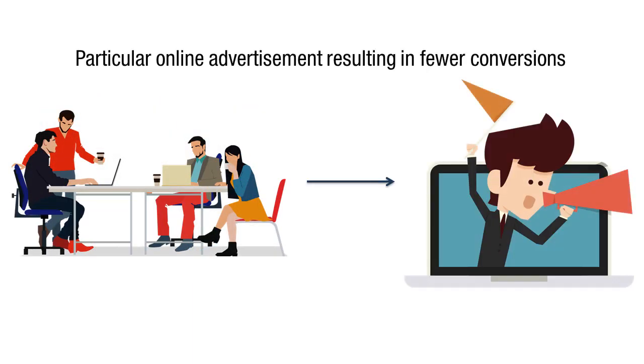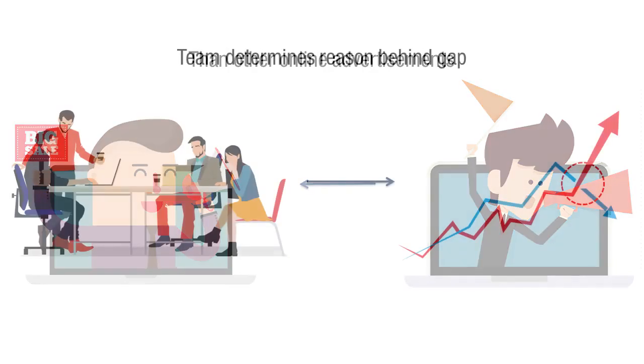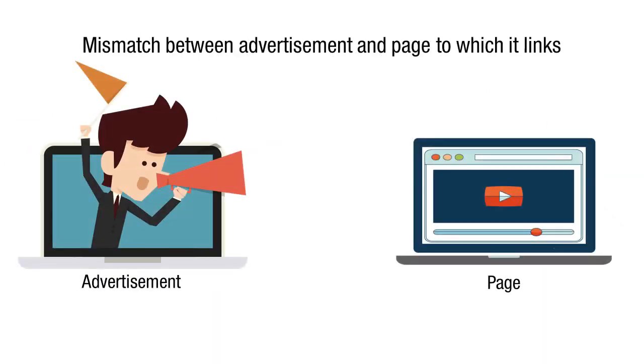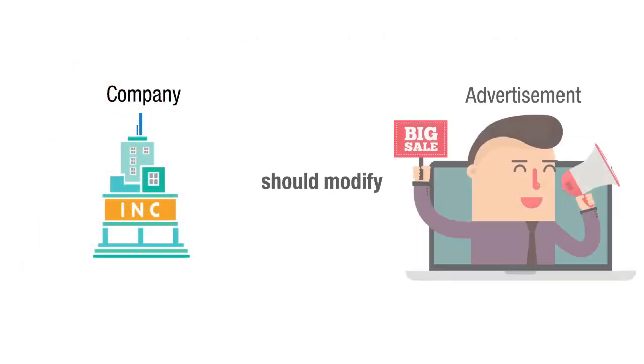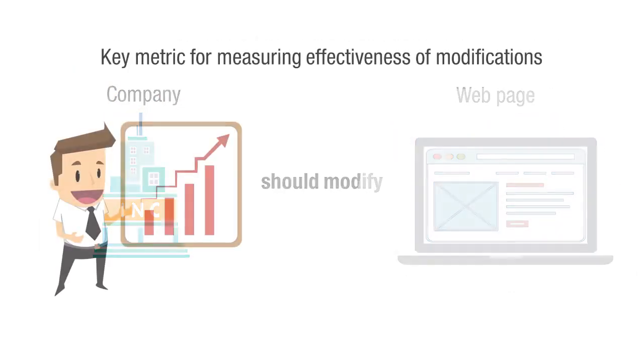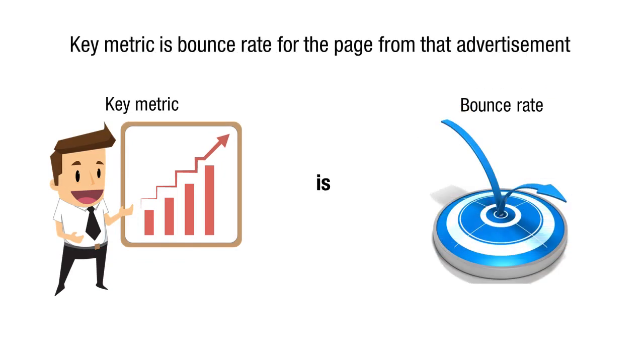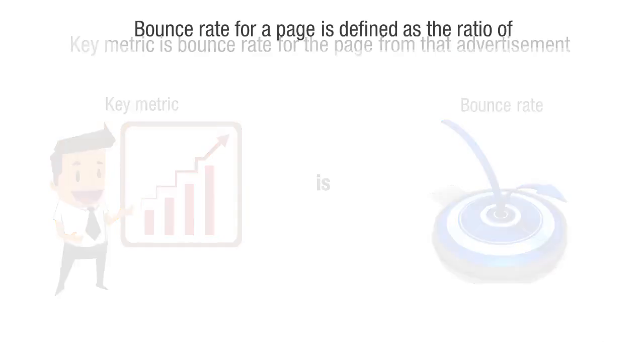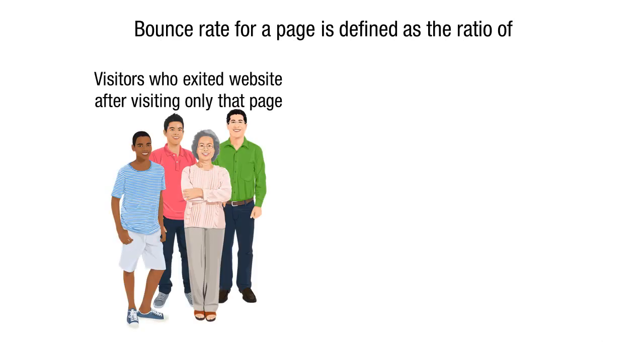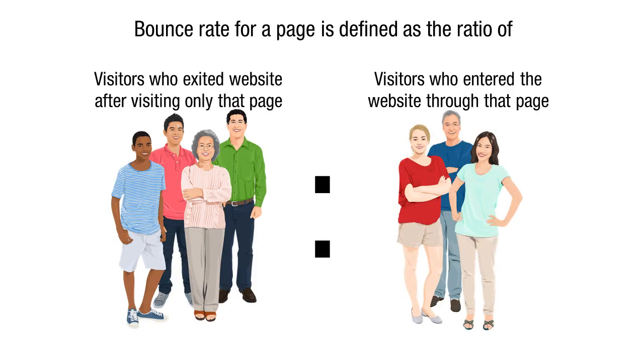If the digital marketing team observes that a particular online advertisement is resulting in fewer conversions than other online advertisements, and they've determined that the reason behind the gap is a mismatch between the advertisement and the page to which it links, then the company should either modify the ad or the web page. A key metric for measuring the effectiveness of these modifications would be the bounce rate for the page from that advertisement. The bounce rate for a page is defined as the ratio of the number of visitors who left a website after visiting only that page to the number of visitors who entered the website through that page, expressed as a percentage.